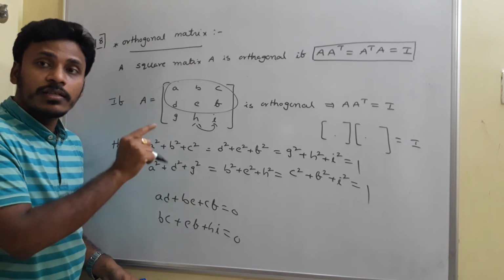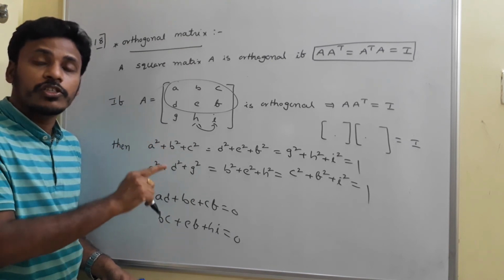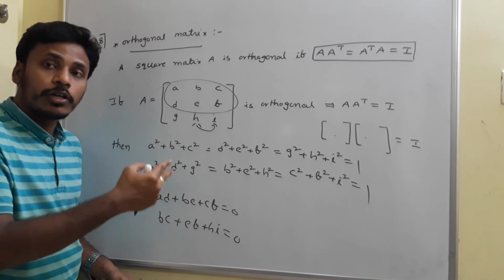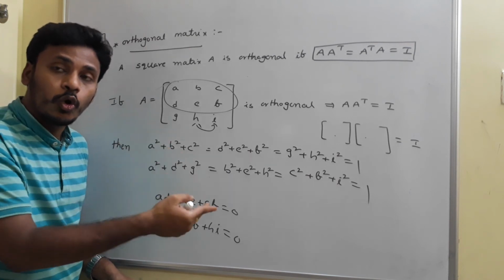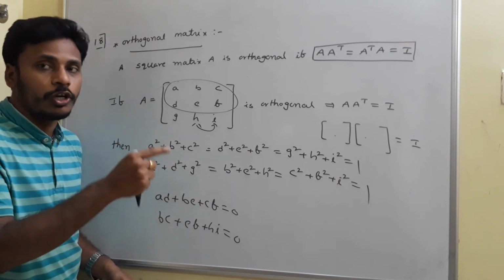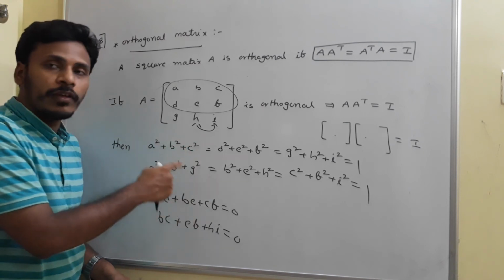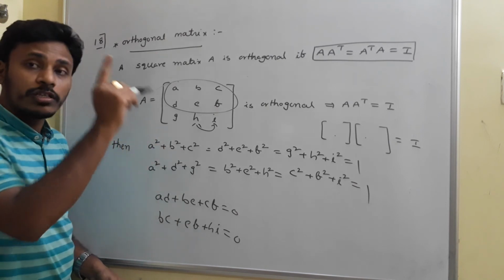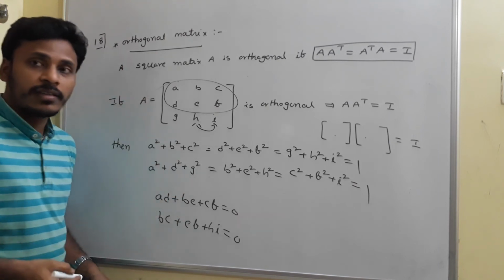One result is that the sum of the squares of the elements from any row and any column is 1, and the other result is that the sum of the products of the corresponding elements of any two rows and any two columns is 0. That's what you need to memorize. Memorizing in terms of ABCs gives somewhat more confusion, so just leave that and observe this. Okay, right, just have a look.